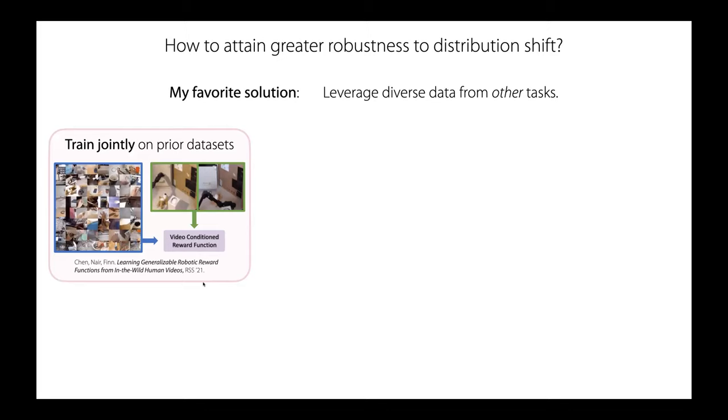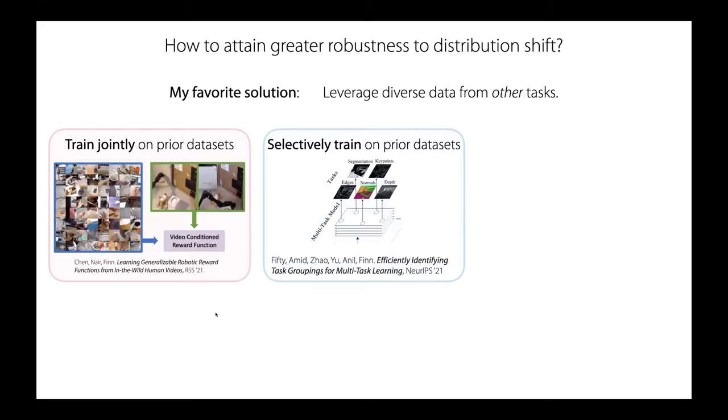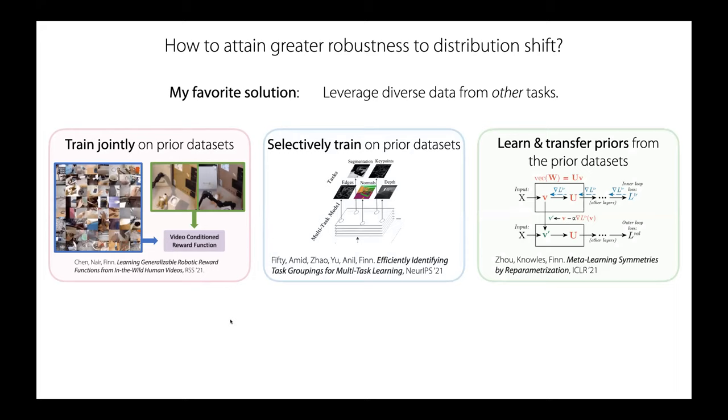Now, of course, ultimately in settings where we can do it, my favorite solution to this problem is to try to leverage data from other tasks or other domains. For example, in a robotic scenario, we found that we can have a small amount of robot data and take a ton of human data and get a much more robust model that can generalize to different environments and different objects by jointly training on these prior datasets. We can also, in some settings, try to selectively train on prior tasks or prior datasets rather than just training on everything jointly. We also have work where we try to learn priors and transfer those priors from the previous data when trying to learn our new task. All of these are examples of trying to leverage data, essentially trying to extract other kinds of inductive biases from prior data. So this is arguably my favorite solution if we can actually do this.